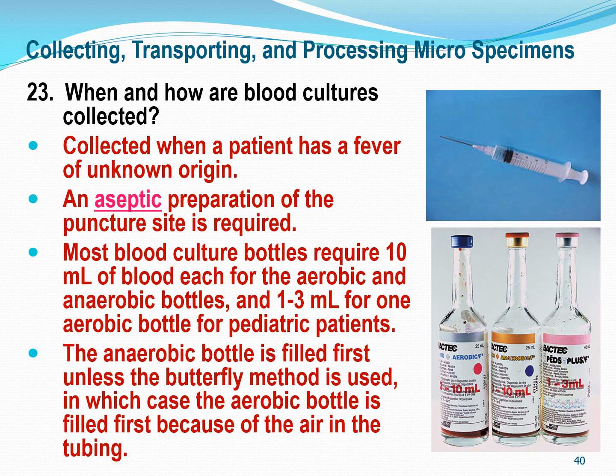And to make sure you keep good aseptic technique during the entire time you're collecting your blood cultures. Most blood culture bottles require approximately 10 milliliters of blood each for the aerobic and anaerobic bottles, and 1 to 3 milliliters for one aerobic bottle for a pediatric patient.